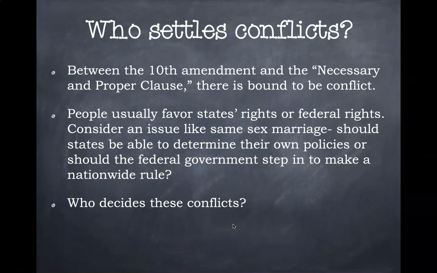So who settles conflicts? Between the 10th Amendment and the Necessary and Proper Clause, there's bound to be conflicts between the states, because there's always going to be this argument over, you don't have the right to do that, yes I do, and then it just goes back and forth. People usually favor states' rights or federal rights. So consider an issue like same-sex marriage. Originally, marriage and anything to do with that were up to the states. It used to be illegal for same-sex couples to be married in the United States.